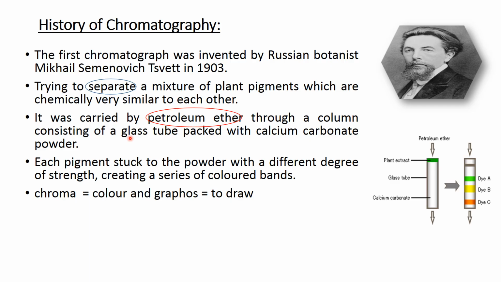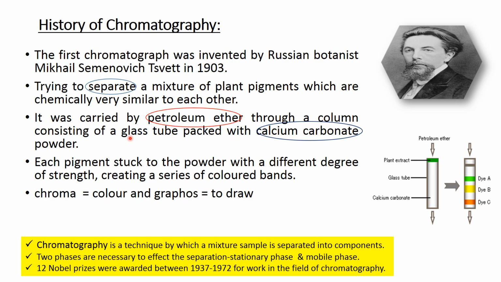So he achieved separation of plant pigments. So basically it is a separation technique. What did he use? He used petroleum ether as a mobile phase, and he used calcium carbonate as a stationary phase. So we need to understand here that in order to separate, we require two phases, one which will behave as a stationary phase and the other one which will be acting as a mobile phase. So chromatography is a technique by which a mixture sample is separated into components, and two phases are necessary, as we just saw.